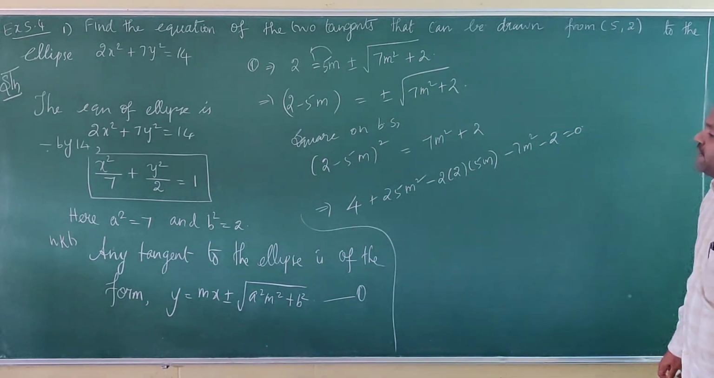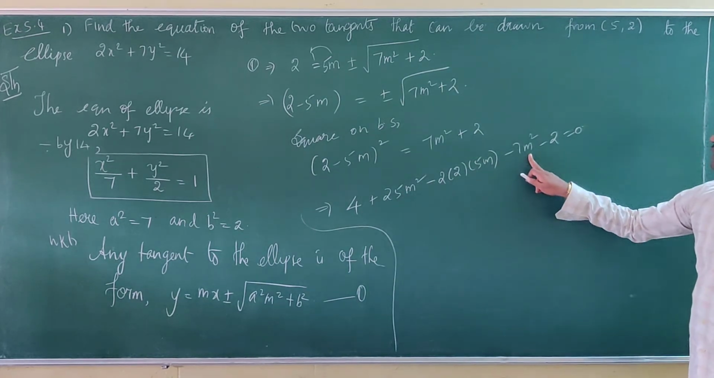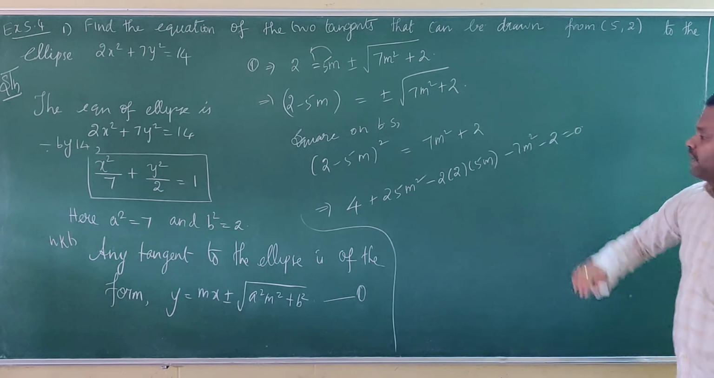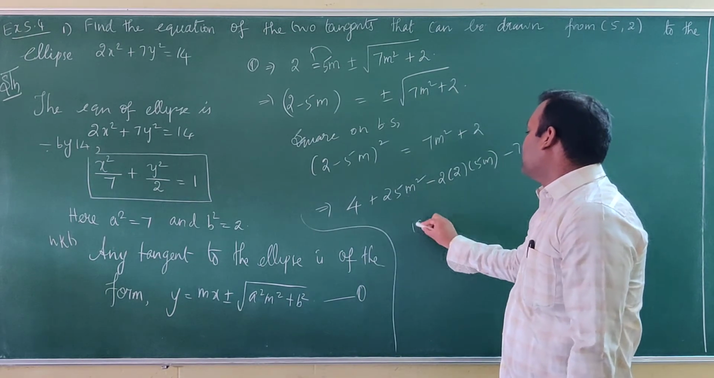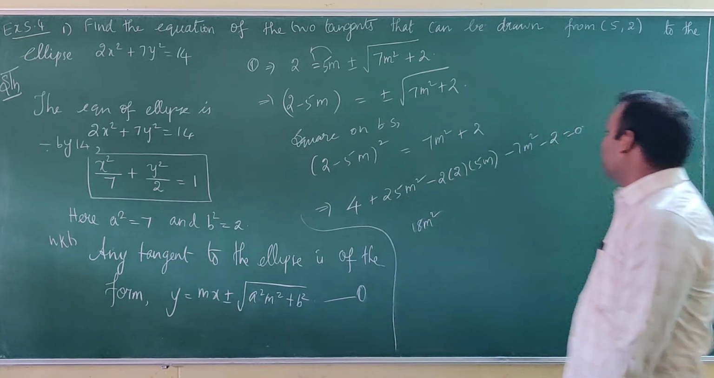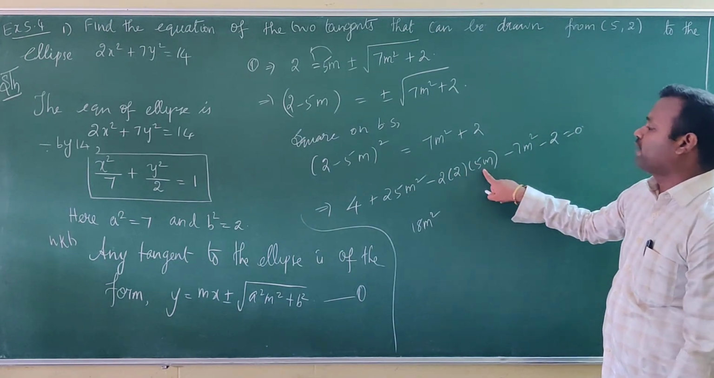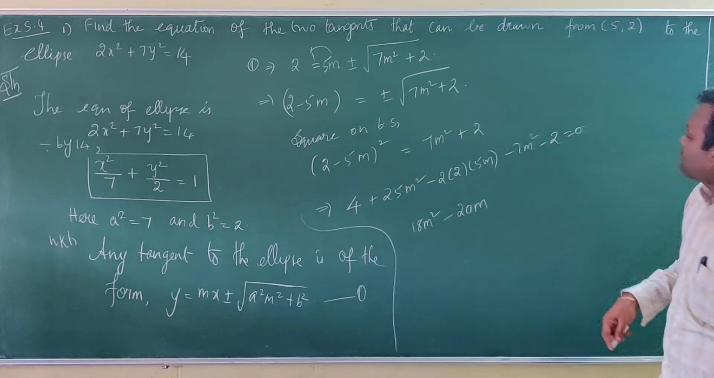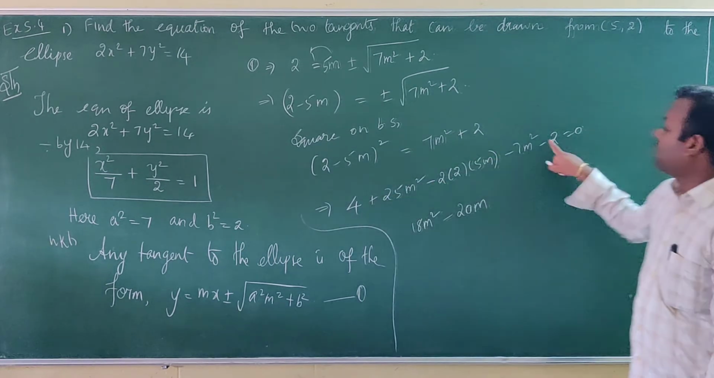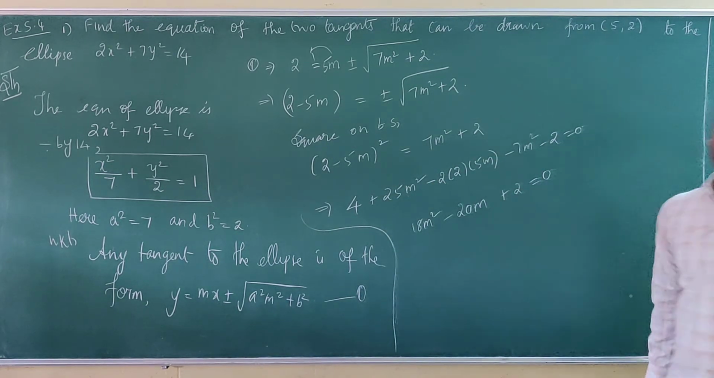Now you just arrange this. Here you are having 25m square and here you are having minus 7m square. When both of them get cancelled, what you will get? 18m square. Next we will come for the m term. Here 2 2s are 4, 4 5s are 20, so minus 20m. Next 4 minus 2. What is 4 minus 2? Plus 2, which is equal to 0.